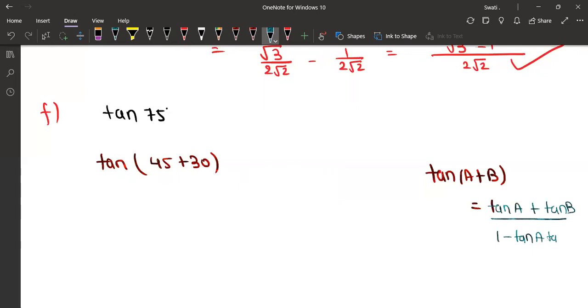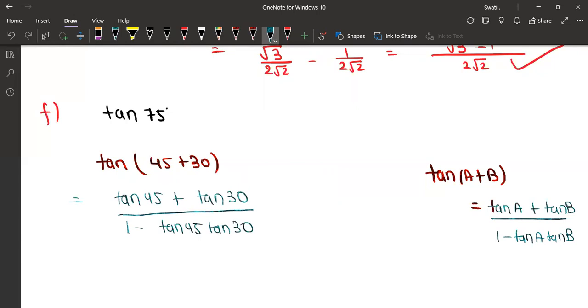Now using this formula, it will become (tan 45 plus tan 30) upon (1 minus tan 45 tan 30), right? Now what is this tan 45? The value of tan 45 we all know is 1. The value of tan 30 is 1 upon root 3, upon 1 minus the value of tan 45 which is 1, and the value of tan 30 is 1 upon root 3.